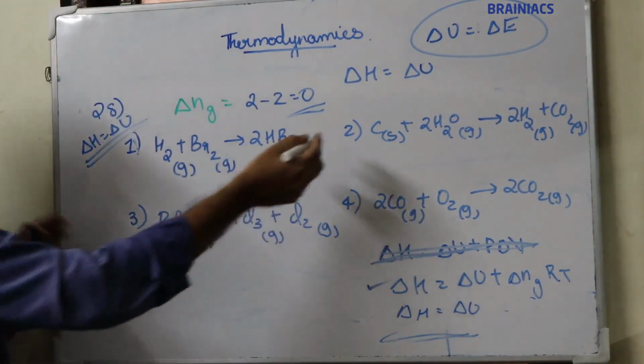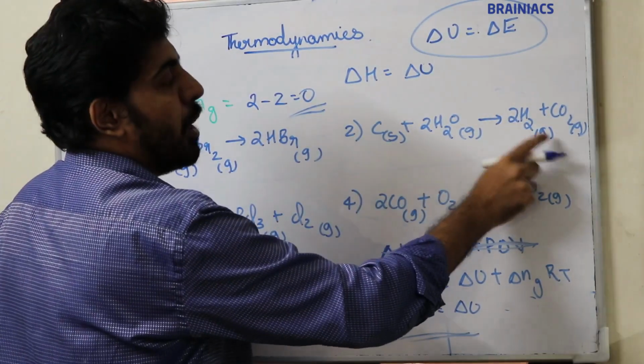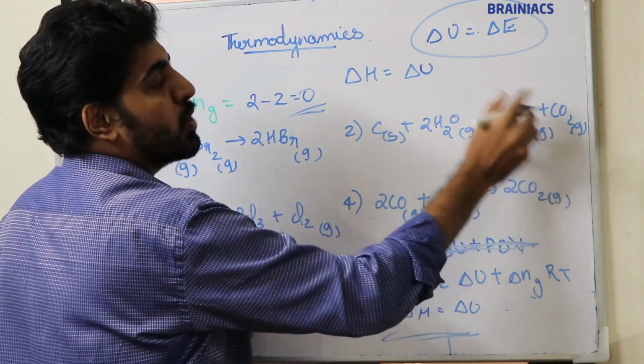If you want, you can calculate the others also. Here, number of moles of gas, 2 plus 1, 3.